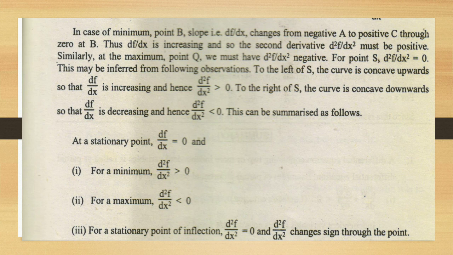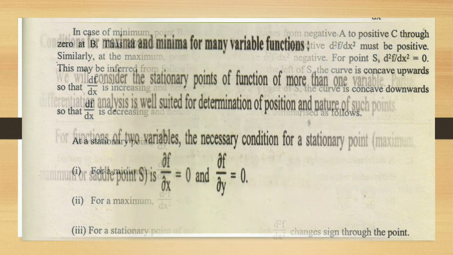At a stationary point, df/dx is equal to 0, and for a minimum, d²f/dx² is greater than 0. For a maximum, d²f/dx² is less than 0, and for a stationary point of inflection, d²f/dx² is equal to 0 and d²f/dx² changes sign through the point.